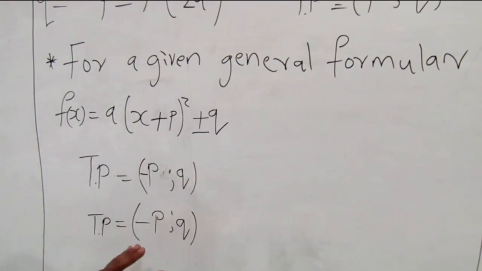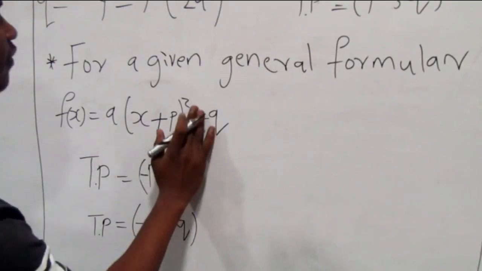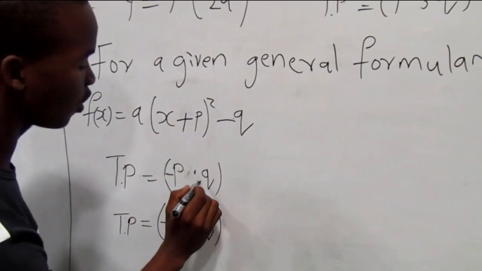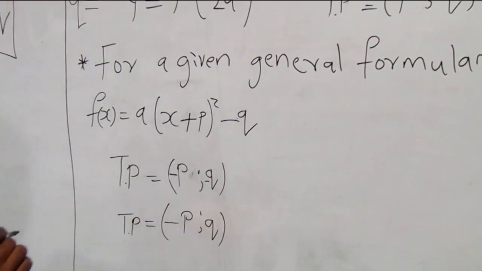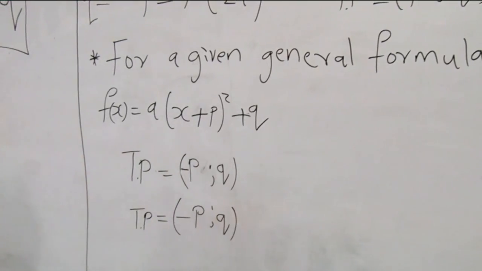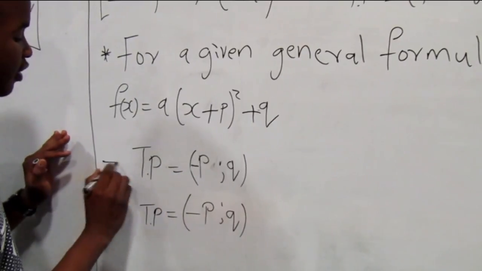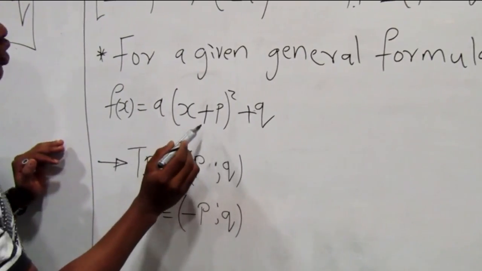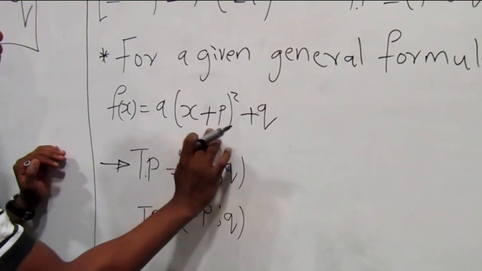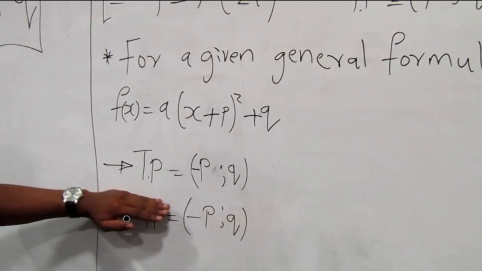We just take it as it is. If it was plus, we take it as it is, but if it was negative, we say negative q. But because it's plus, we didn't put any sign, meaning it's positive. Here, this is our first turning point, when we have plus in the middle of x and p.